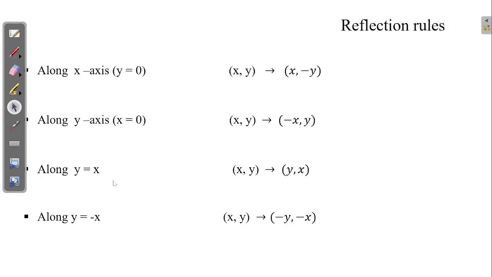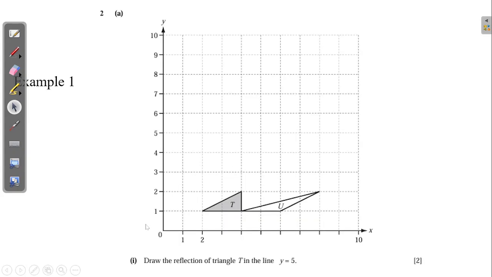comma y. Now if you are reflecting along this diagonal line, y equal to x, x comma y becomes y comma x. Okay, and lastly, along the line y equal to negative x, so x comma y becomes negative y negative x. So we are going to look at these laws in details.